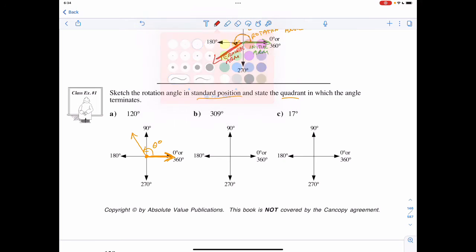If I'm looking at how this fits in the quadrants, remember it starts in the top right for quadrant 1, and then it goes counterclockwise to quadrants 2, quadrant 3, and quadrant 4. So it terminates in quadrant 2.